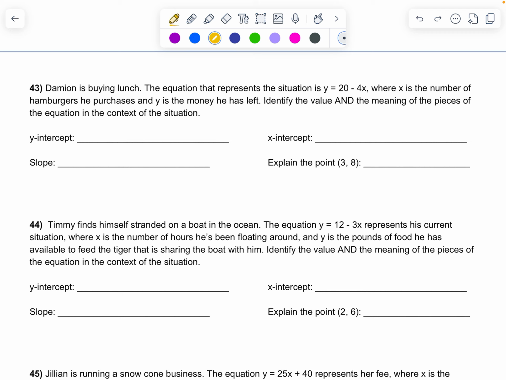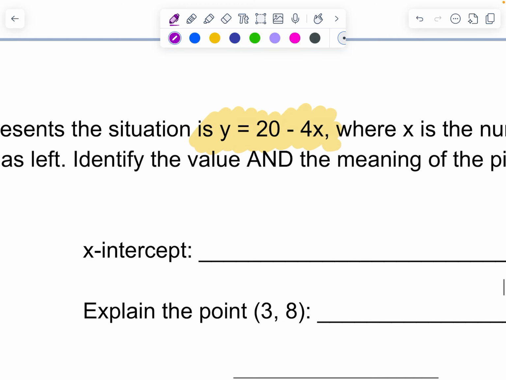Identify the value and meaning of each piece of the equation. They are already giving you the equation in y equals mx plus b form, but please notice that they have written that backwards. Instead of y equals mx plus b, they've put the mx at the back and the b in the front. Please, please, please be aware of that, right?